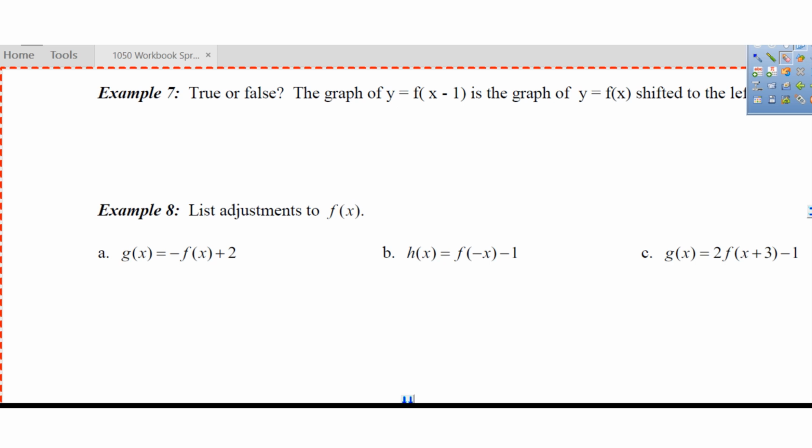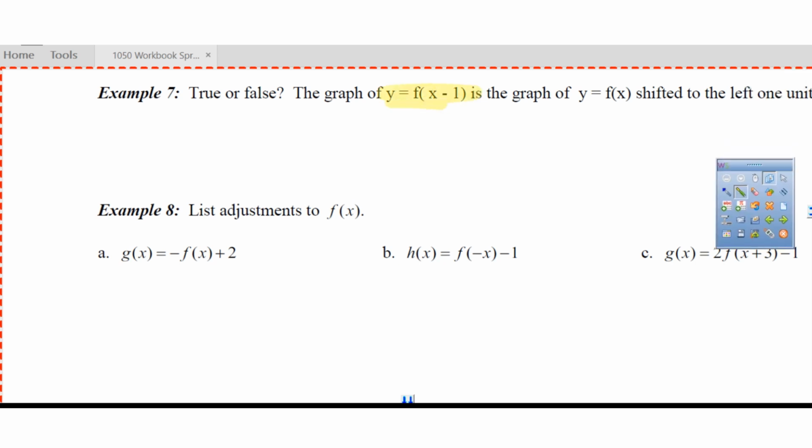Y equals f of x minus 1 is a shift left. Okay, let's think about this. Look at the 1. Is it in or is it out? It's in. If it's in, it means right or left. Correct. That's a negative. So does it mean right or does it mean left? It means right. So that would be right 1. They said left 1, so the correct answer is false.